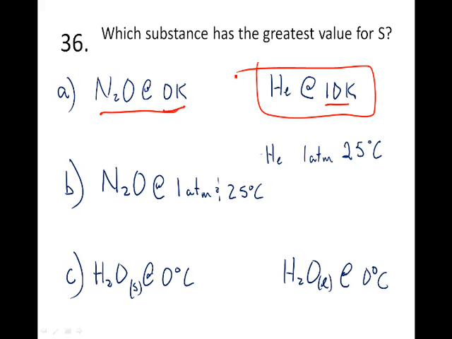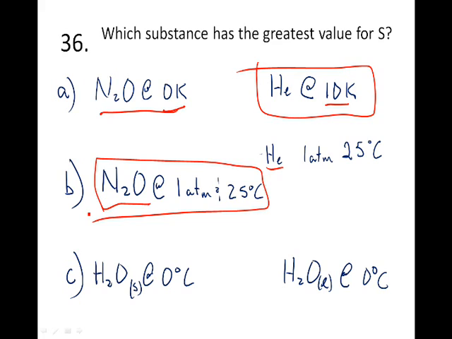In B, the key here is what's different between these? Different between N2O and helium. Well, the difference here between N2O and helium is one of them is a more complex system. And so the more complicated molecule is going to have the greater level of entropy. And so B is the answer here in 36B.